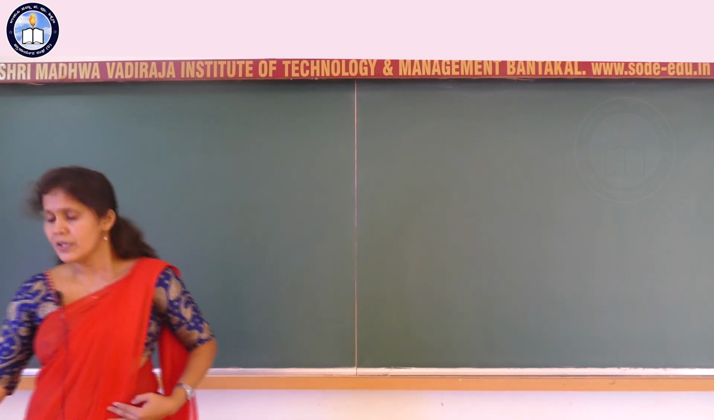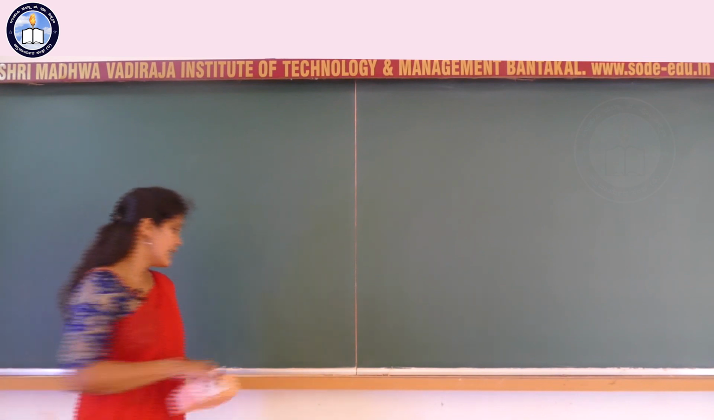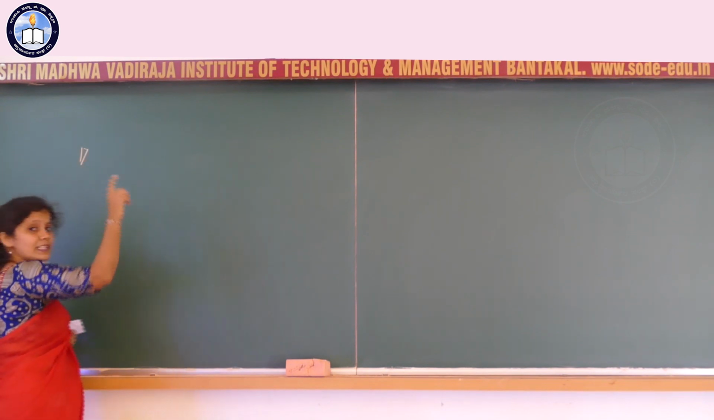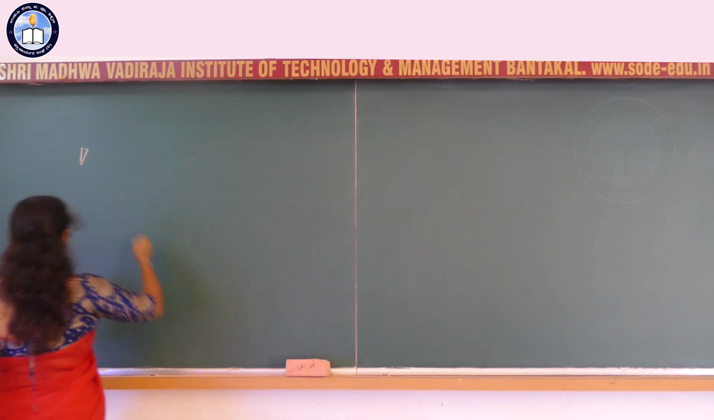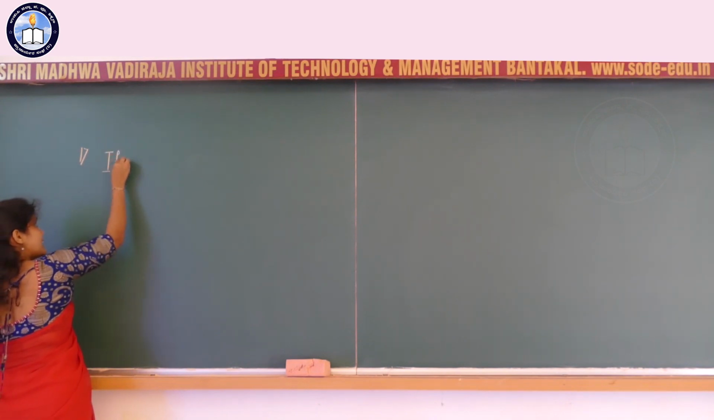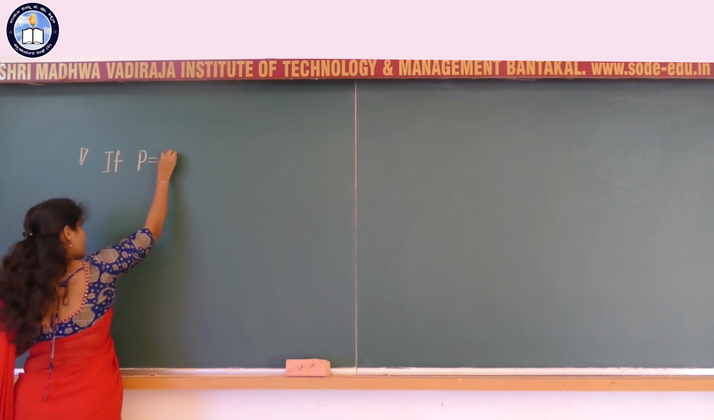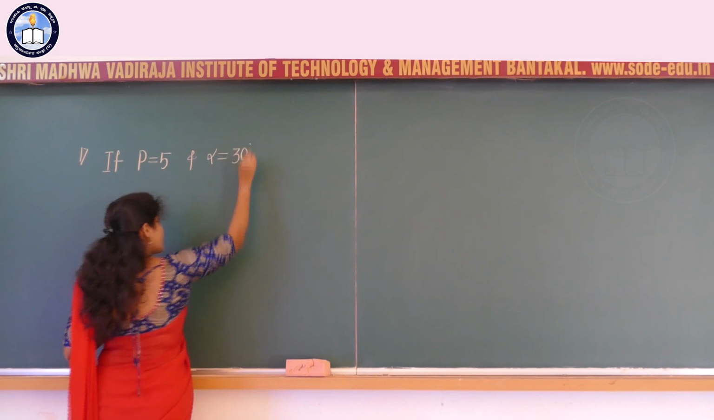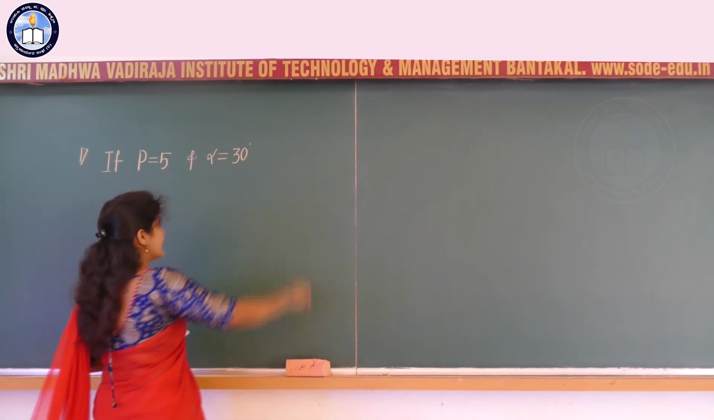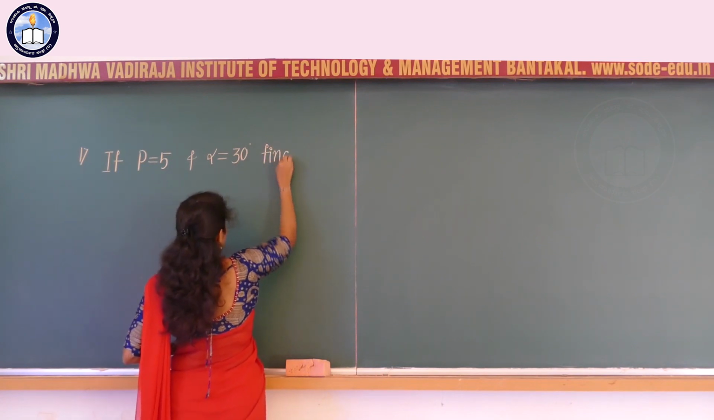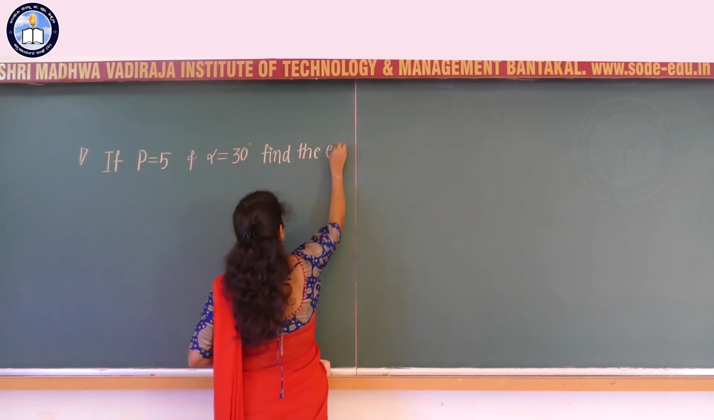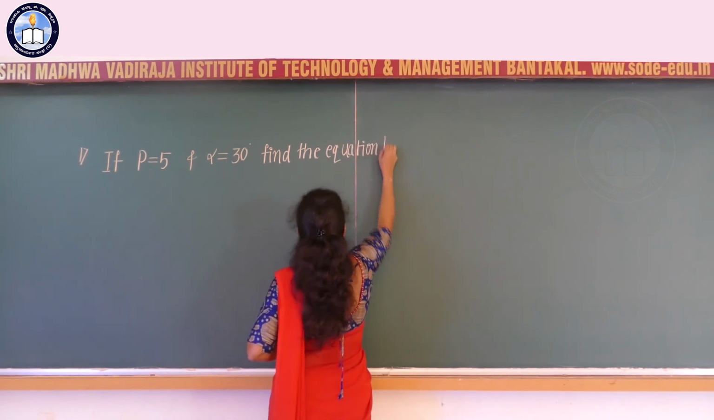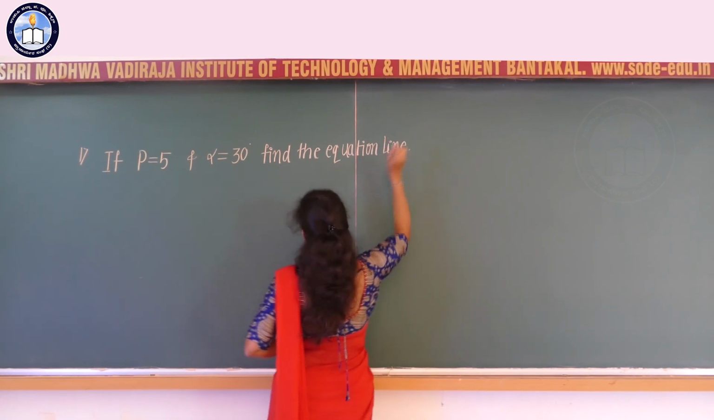So let us continue with the problems. For the normal form we have completed only the result, and let's consider the first question: find the equation of the line if the value of p is equal to pi and alpha is equal to 30 degree.